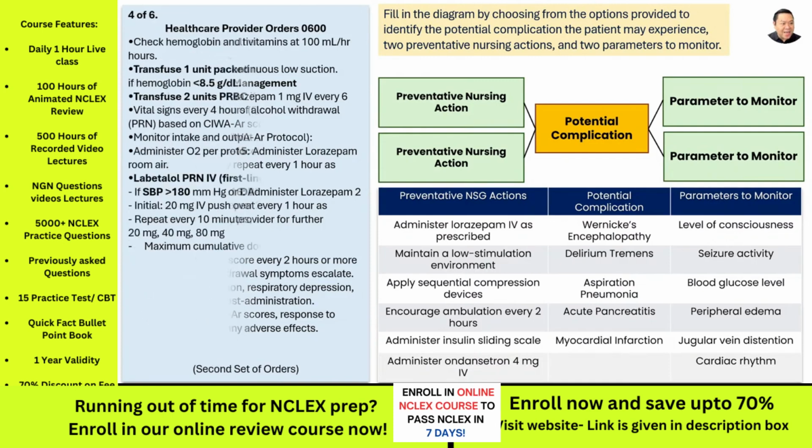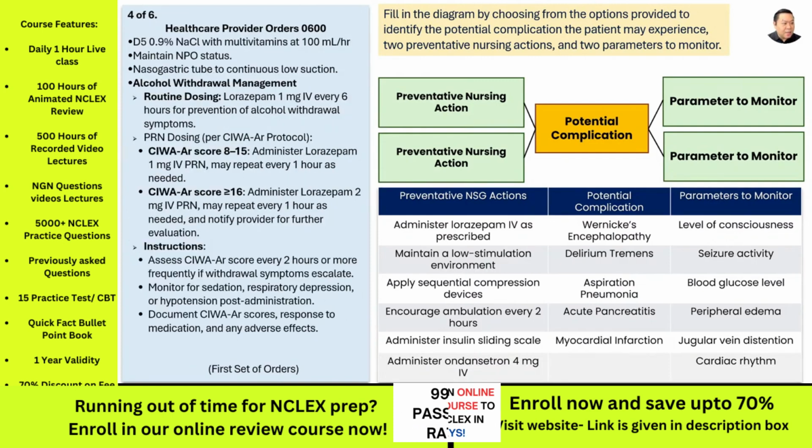Moving on to our next test type here. So this is a bow tie, and let's just review first the following documentation. The first section here is all about the healthcare provider orders that were entered around 6 o'clock in the morning. So let's go through the first set of orders here. It says D5 0.9% sodium chloride with multivitamins at 100 mL per hour. Maintain NPO status. Nasogastric tube to continuous low suction.